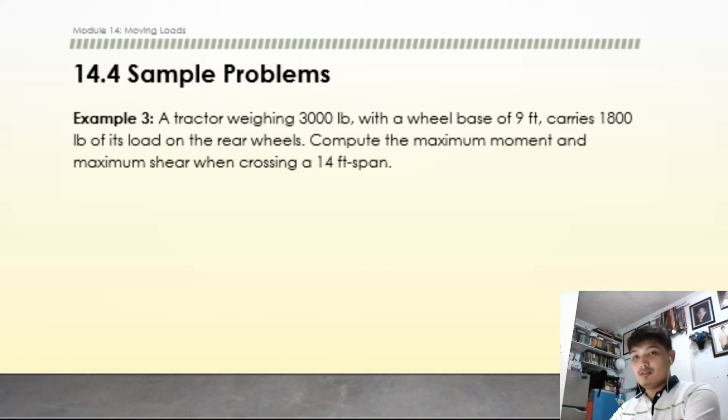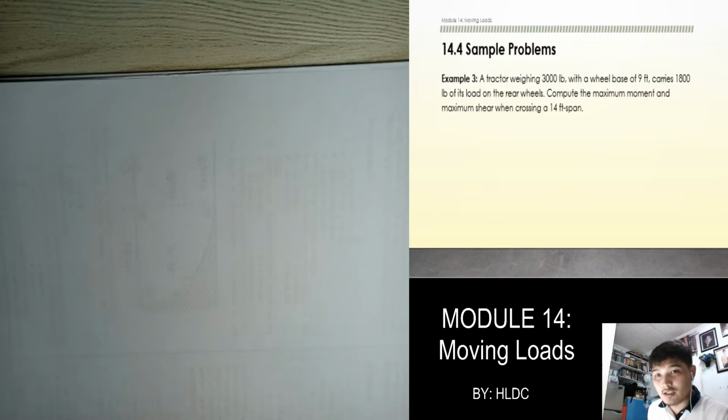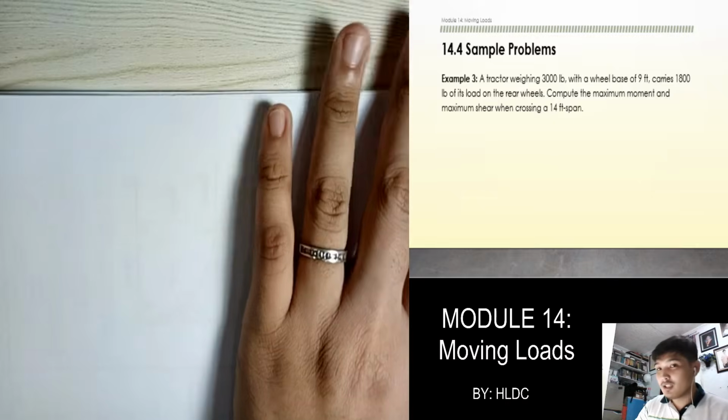So, sabi dito, a tractor weighing 3,000 pounds with a wheelbase of 9 feet carries 1,800 pounds of its load on the rear wheels. Compute the maximum moment and maximum shear when crossing a 14 feet span. Okay, so ang binigay dito, class, yung overall weight na ng tractor, which is yung 3,000 pounds. And binigay rin, class, yung portion ng weight na yun carried by the rear wheel.